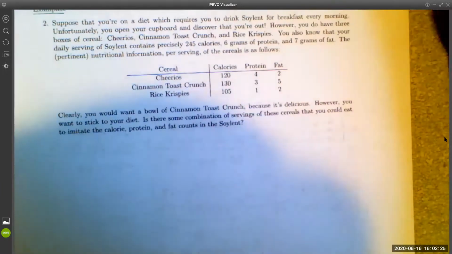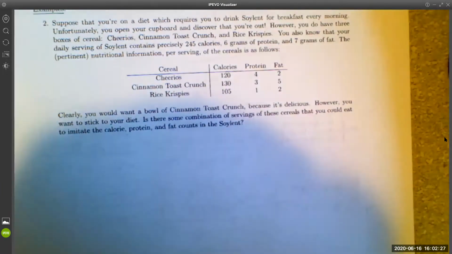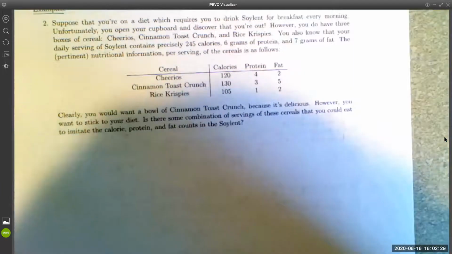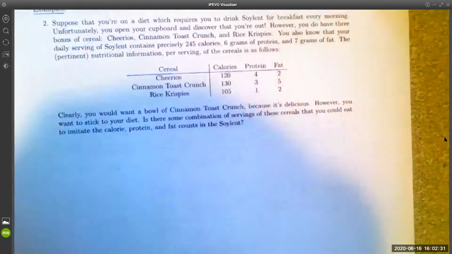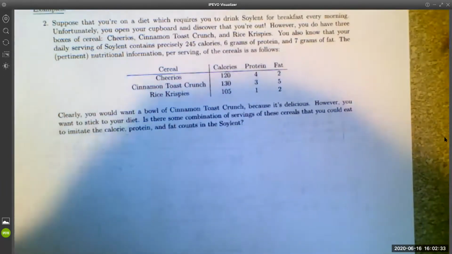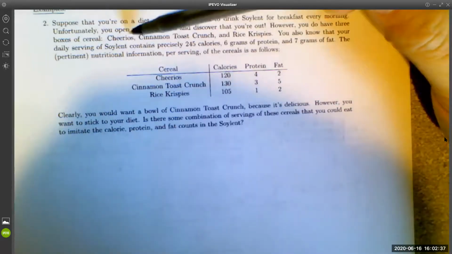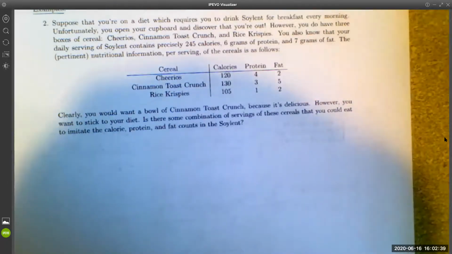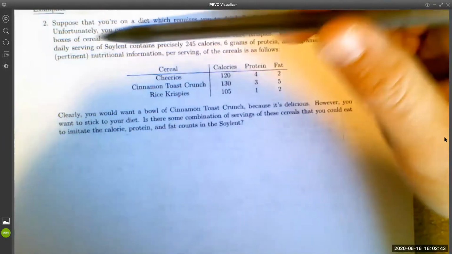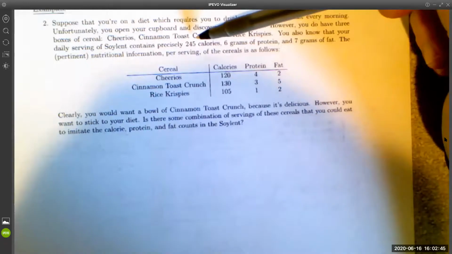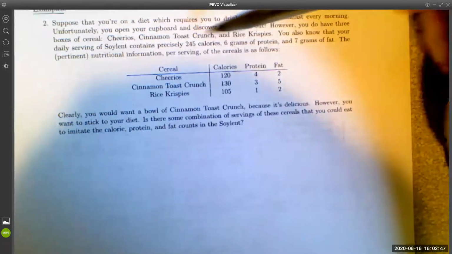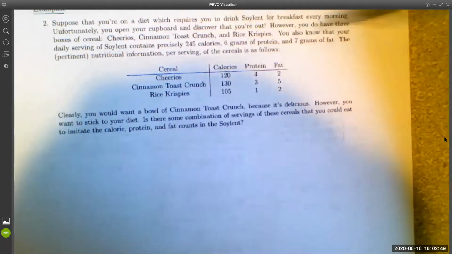So you're on a diet that requires you to drink Soylent for breakfast every morning. Unfortunately, you open your cupboard and discover that you're out of Soylent. However, you do have 3 boxes of cereal: Cheerios, Cinnamon Toast Crunch, and Rice Krispies. You also know that your daily serving of Soylent contains precisely 245 calories with 6 grams of protein and 7 grams of fat.